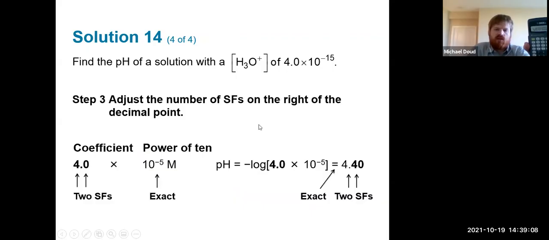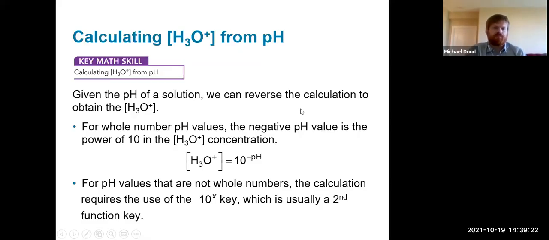Okay, so the correct number of significant figures, we have 2 significant figures. That means we have 2 decimal places over here. So 2 decimal places comes to 4.40. Apologies for that. I made a mistake on this one here.